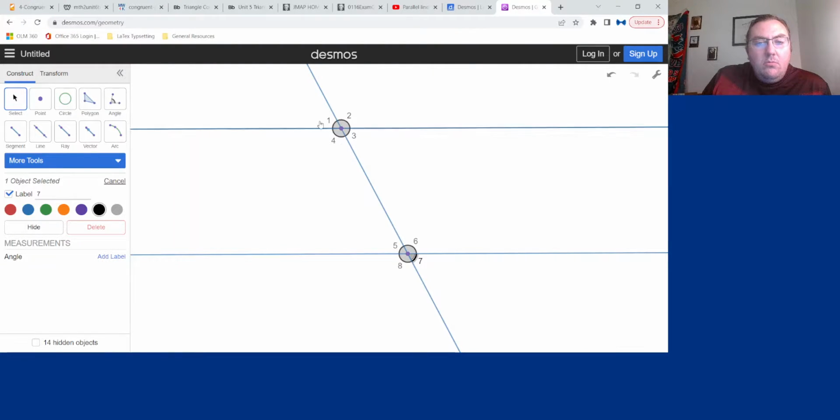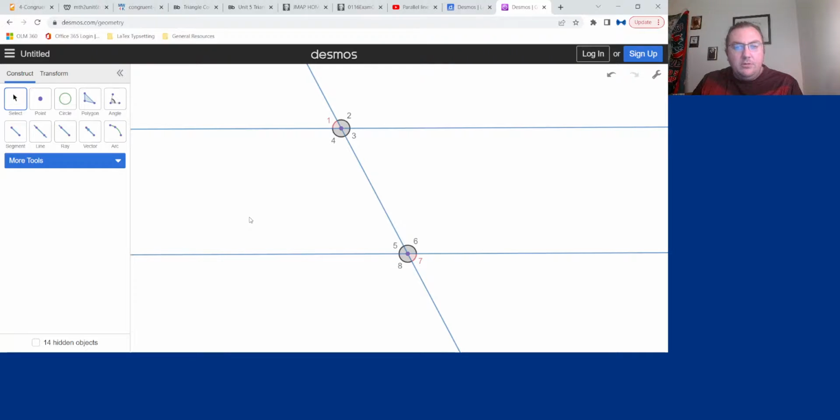Now, 1 and 7 being congruent, they are alternate exterior angles. But a few things that we do know. If I know that angle 1 and 7 are congruent, then I also know that angle 3 and 5 are congruent because they're vertical angles to 1 and 7 respectively.